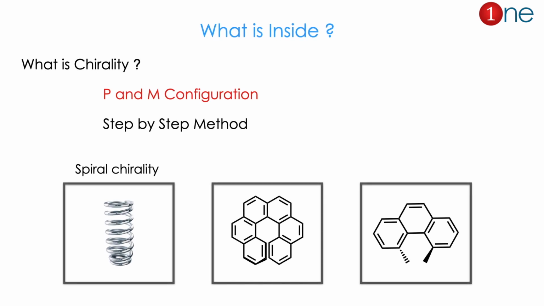So what will we see inside? At first we will see what is chirality, then finding P and M configuration. We will see how we can do it step by step. Then we will see some examples. This chirality is also called spiral chirality, and we will see the different compounds having spiral chirality.